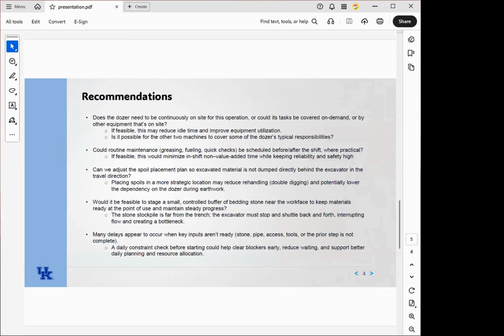Okay, do we want to take turns on going through this list of recommendations? All right. So the first recommendation based on the time calculated for each type of waste was, does the dozer need to be continuously on site for this operation, or can its task be covered on demand or by other equipment that's on site?